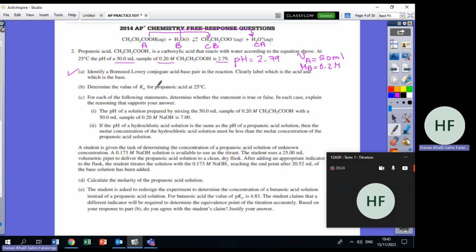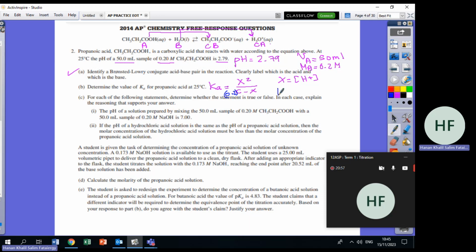Now determine the value of Ka for propanoic acid. Since propanoic acid is a weak acid, and here we see a double arrow, this means it's a weak acid, it should have Ka. Now the rule for calculating Ka is equal to x squared over C minus x. C is the concentration, it is 0.2, and X is the concentration of H plus. Okay, C is given, this one is 0.2, no problem. We have a problem with X.